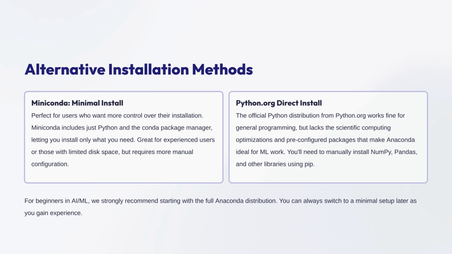Miniconda offers a minimal install for experienced users wanting more control. The official python.org install works for general programming but requires manual setup for ML libraries. For beginners, Anaconda is the best starting point.